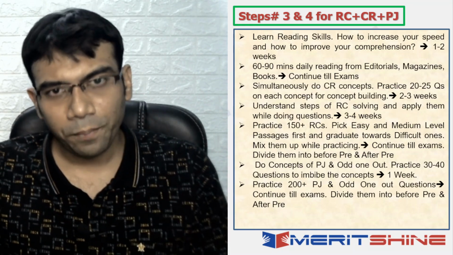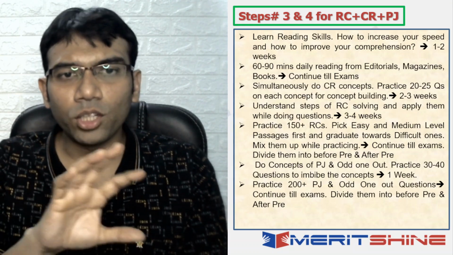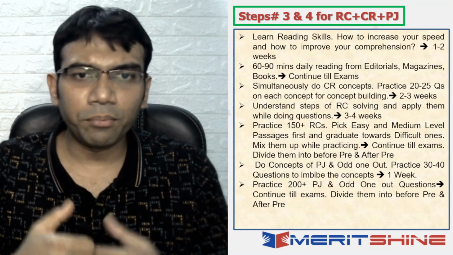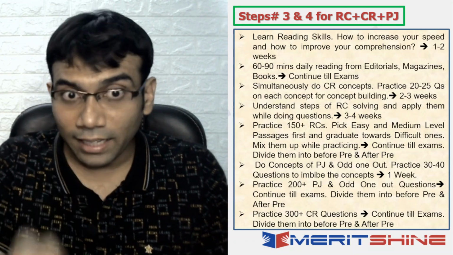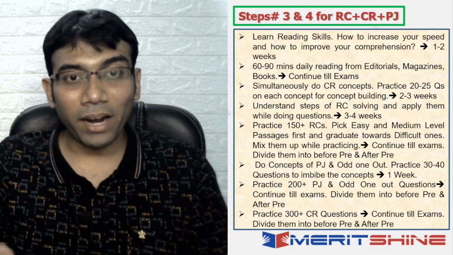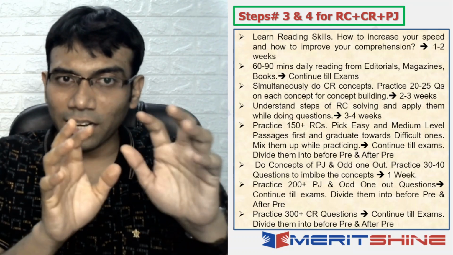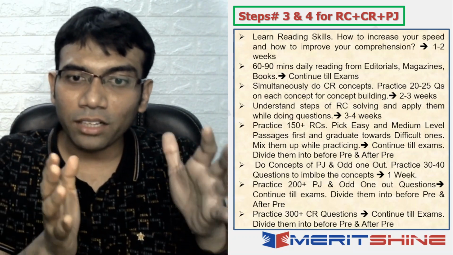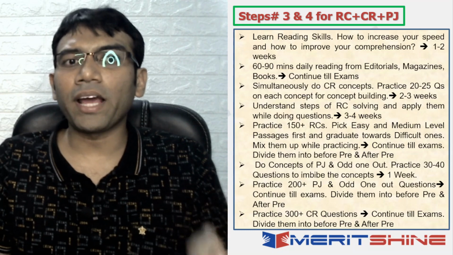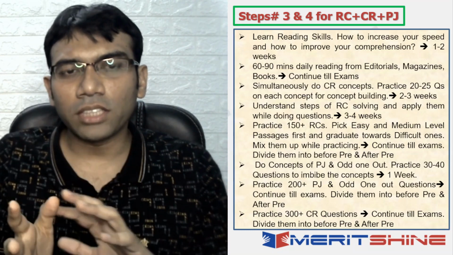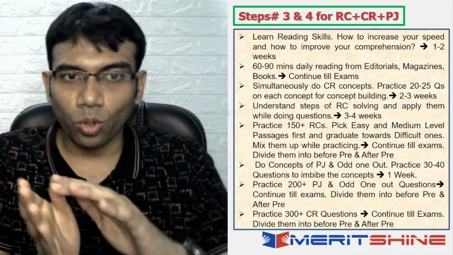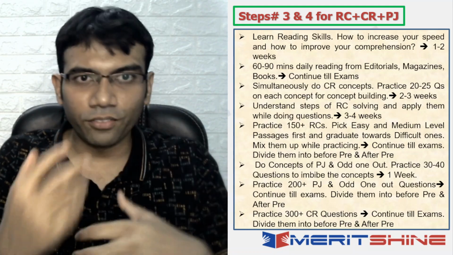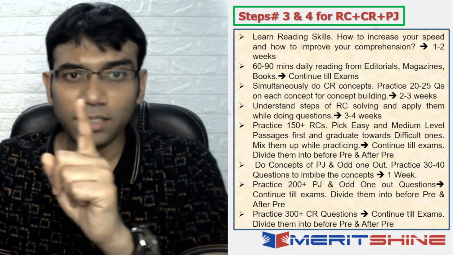Normally, in RC, the division would be like 60-40 or 2:1. In parajumble odd one out, the division can be 50-50. And in critical reasoning, we are done with the concepts, the concept builder is done, but extensive practice remains. So that also needs to be done till exam. You divide that also before pre, after pre. Here it would be just the other way around, 1:2. So 1 before pre, 2 after pre. So that is the order in which you should be doing things for RC, CR and PJ.